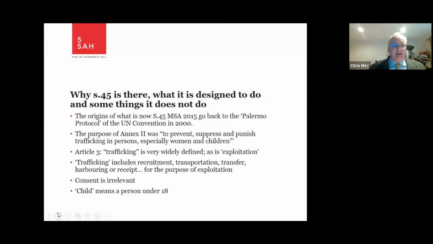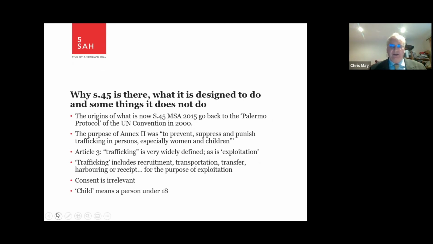So to understand the context of the current approach, particularly to abusive process applications, it's helpful to look briefly at the history of where what is now the Section 45 defence has come from, what it's designed to do, and some of the things that it doesn't do. The origins of what's now Section 45 go back to what's known as the Palermo Protocol of the UN Convention in 2000, which was the Anti-Trafficking Convention.